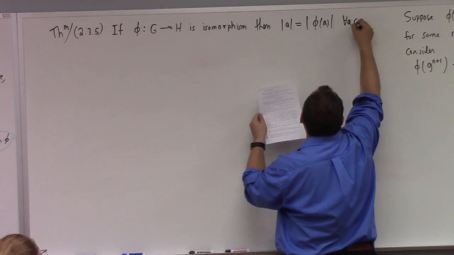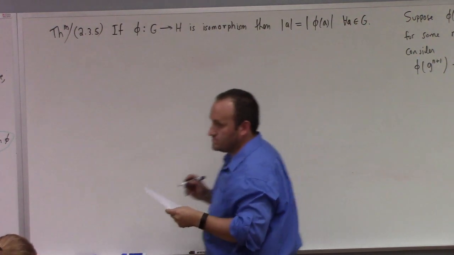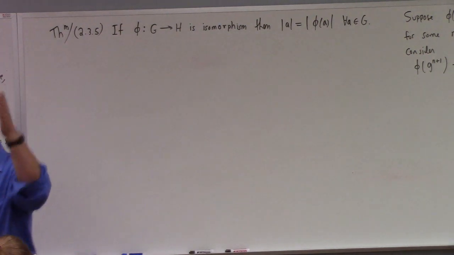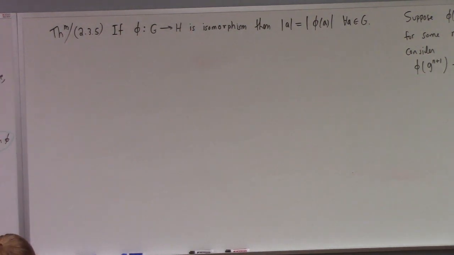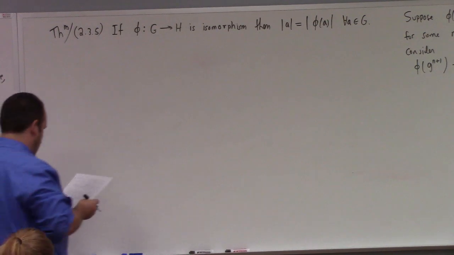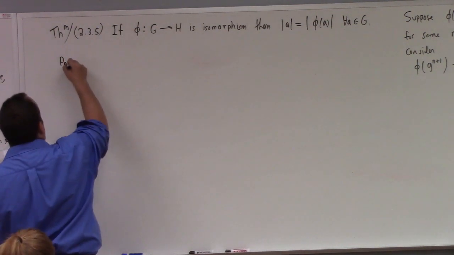For all A and G. And there, the bars mean order. All right. So here's the proof.